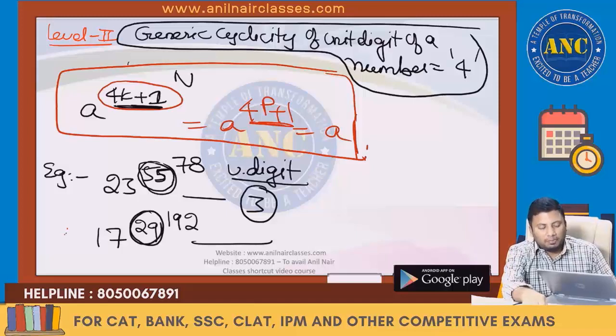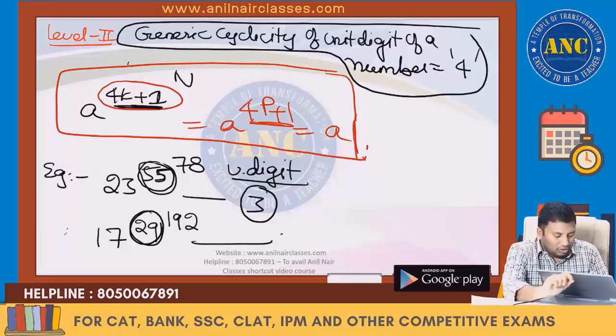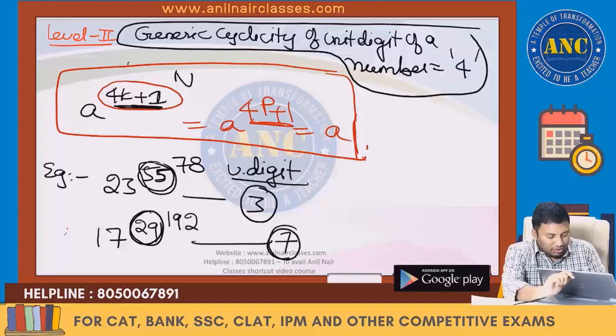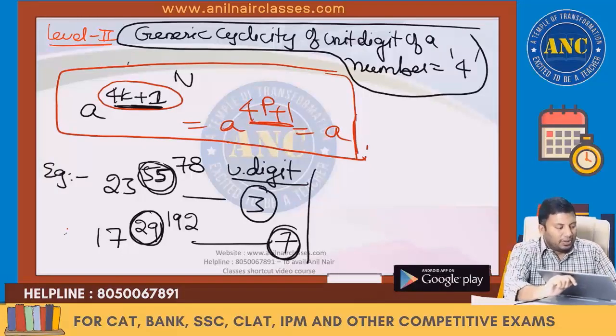4k plus 1 power any number, the unit digit is 7. I hope it is clear.